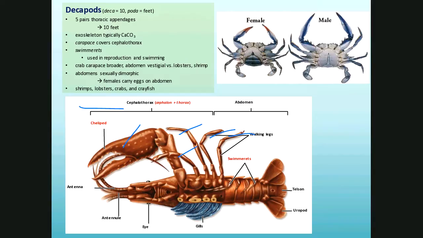So the swimmerets, used for swimming as well as reproduction. Remember I showed you the picture of the gravid female. She holds all her eggs on the swimmeret.